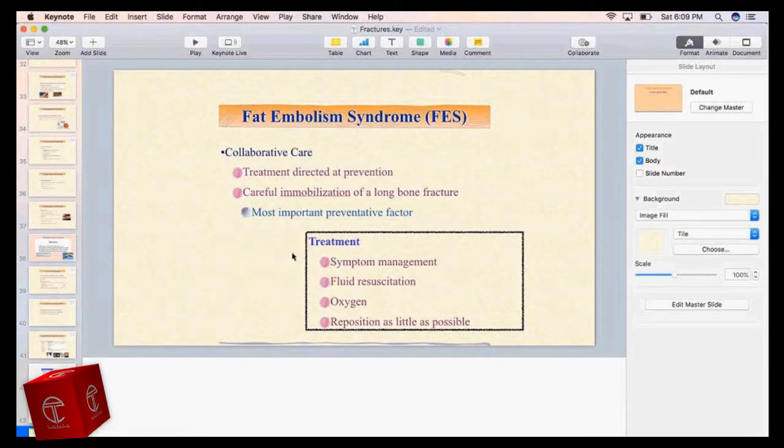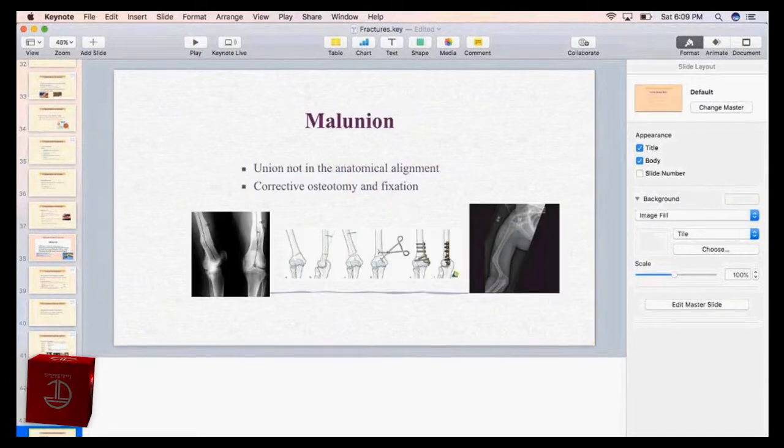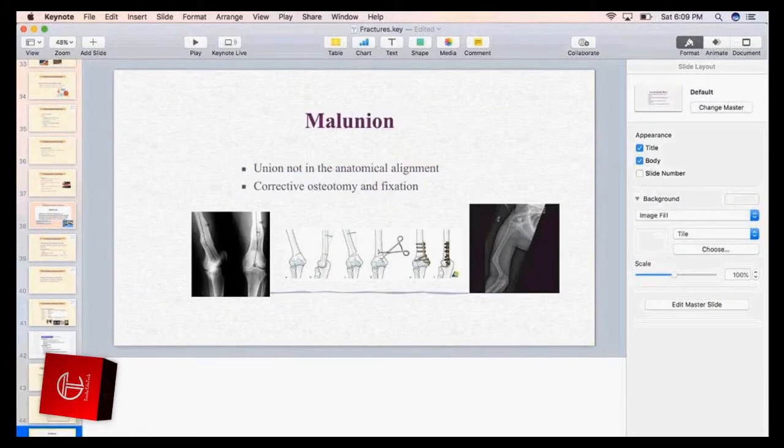Treatment is basically supportive: symptom management, fluid resuscitation, and oxygenation, which is the most important. You give nasal or mask oxygen, and once oxygenation is going down, you may have to put your patient on a ventilator. Fluid resuscitation is also important. That is the method of treatment, and there is some role for steroids, which is debatable.